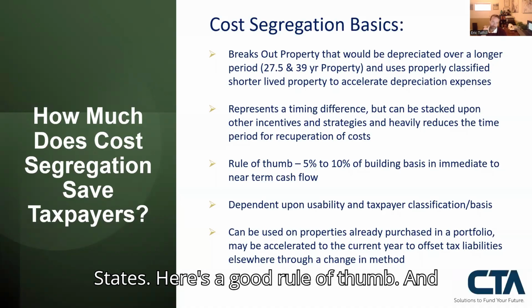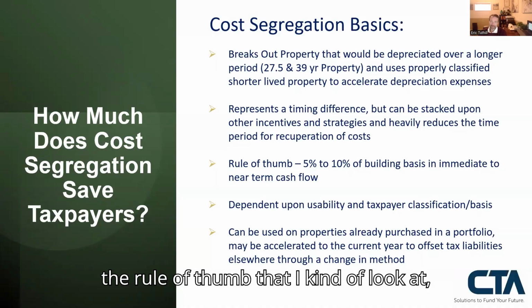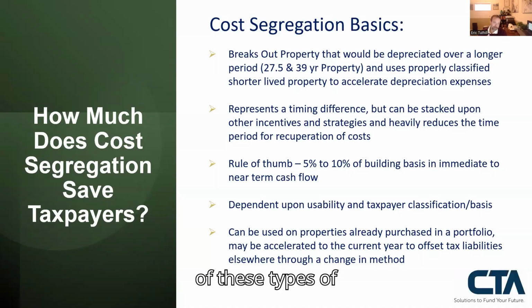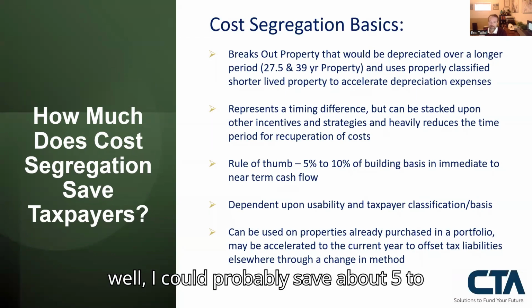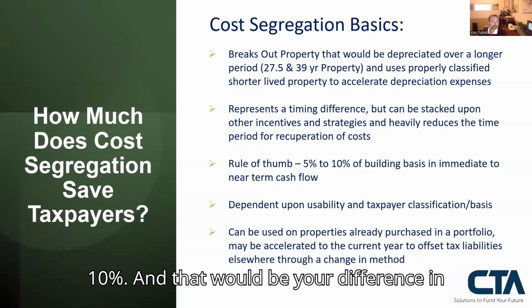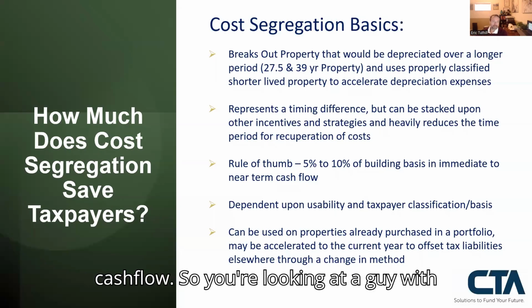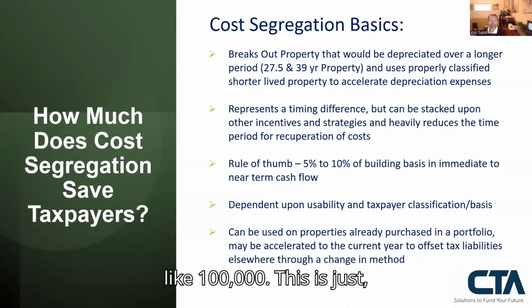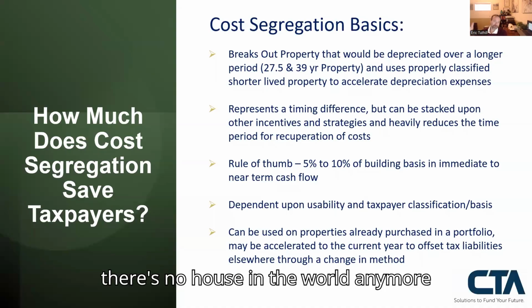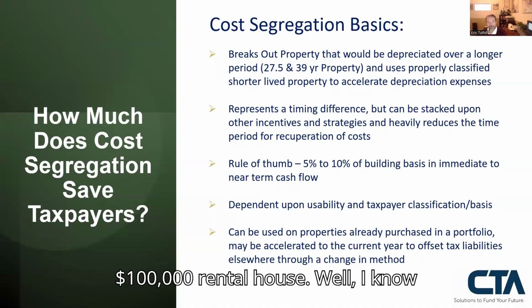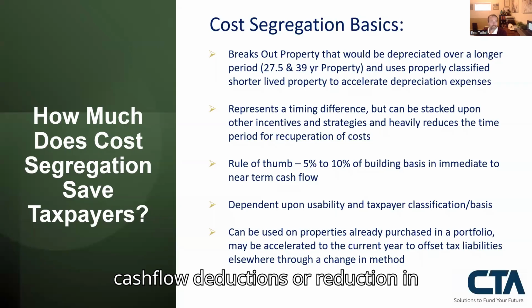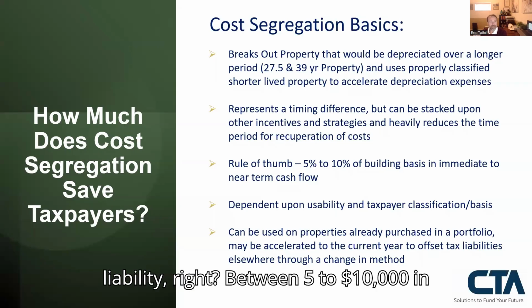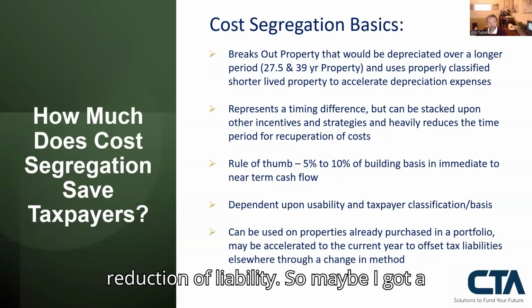Here's a good rule of thumb that I kind of look at. You can basically estimate the majority of these types of studies and how it's going to help your client by taking the property, going, well, I could probably save about 5 to 10%, and that would be your difference in cash flow. So you've got a guy with a $100,000 rental house. This is just an example, there's no house in the world anymore that really costs this. Well, I know that's probably worth about $5 to $10,000 of cash flow deductions, or reduction in liability.